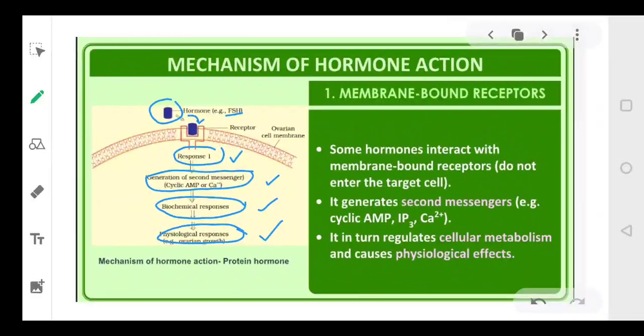As we can read here, hormones interact with the membrane bound receptors, right? The hormone will only bind with the receptor, it will not enter the cell. Then it will generate a second messenger, that is your cyclic AMP, calcium ions, IP3, and in turn that will regulate the metabolism and the physiological effects.